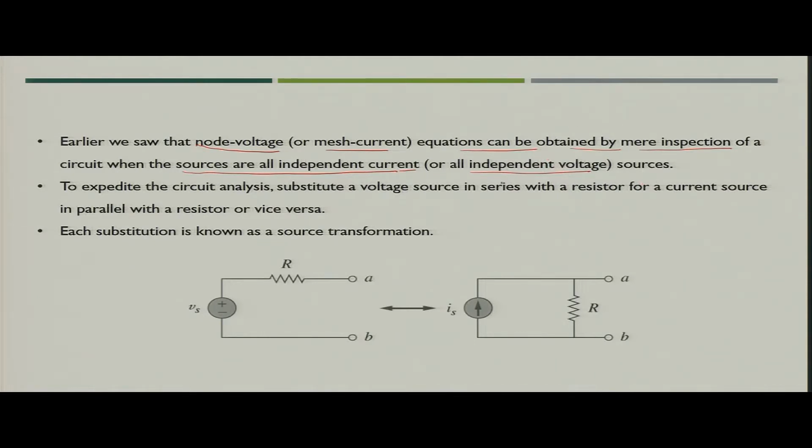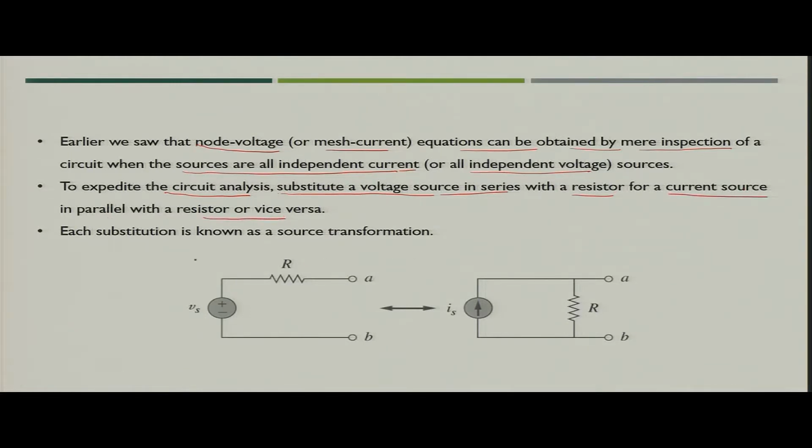Suppose we want to expedite our circuit analysis, we can add source transformation also, so that we can speed up our circuit analysis process. So, what we will do? We will substitute a voltage source in series with a resistor for a current source in parallel with a resistor, or vice versa.